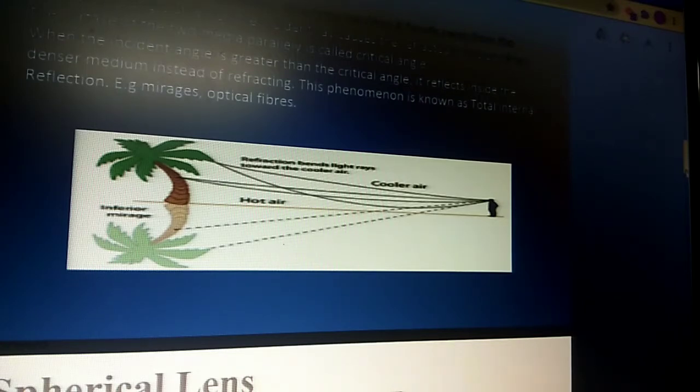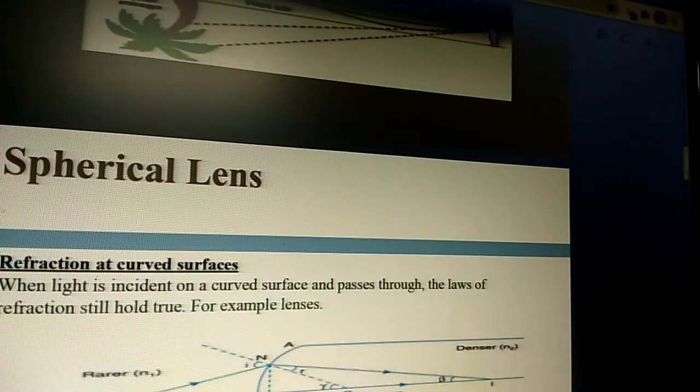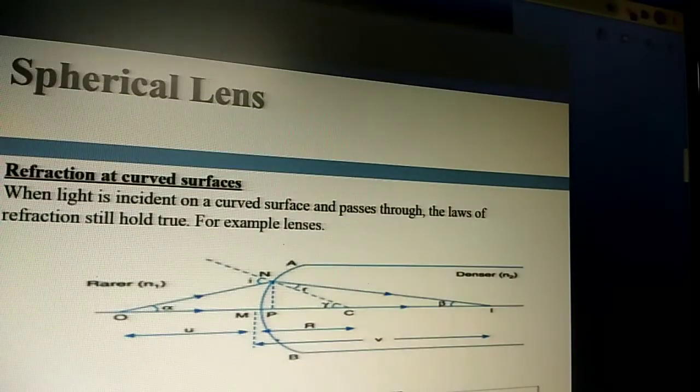This is one example. Now, coming to the optical devices which work based on the phenomenon of refraction, they are known as lenses. Coming to spherical lenses, these involve refraction at curved surfaces. Whenever light passes through curved surfaces, all the laws of refraction hold true. That means it follows the laws of refraction.